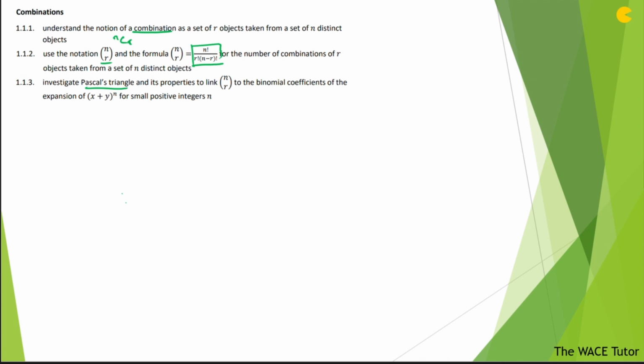Then we had a look at the binomial theorem, and we were able to expand binomials raised to high powers, to any power of n. So that's all those 3 points, and that's combinations done.